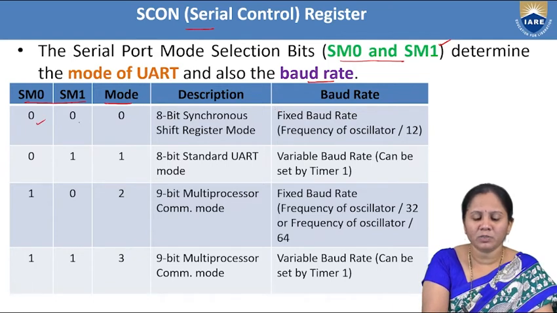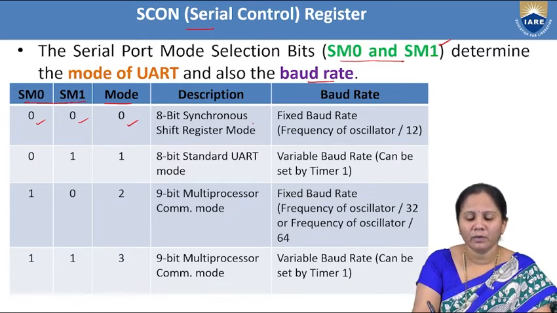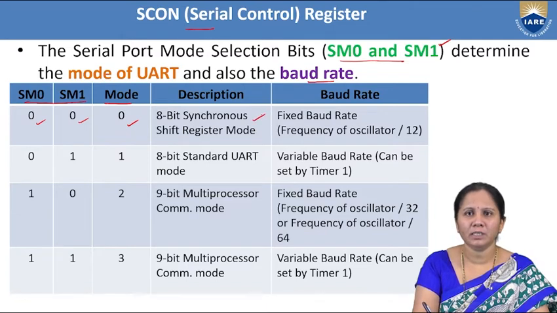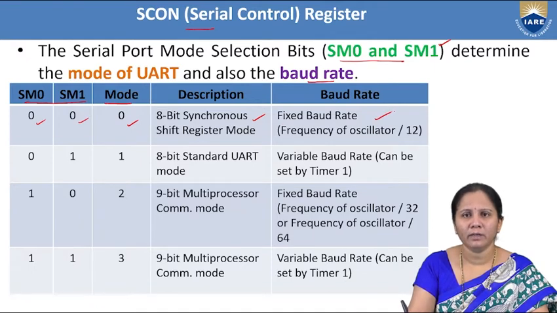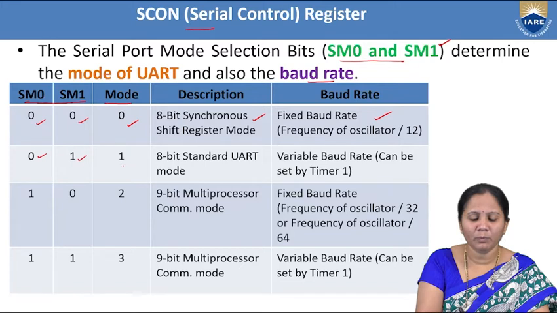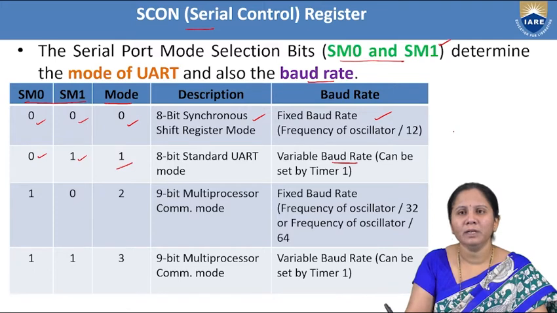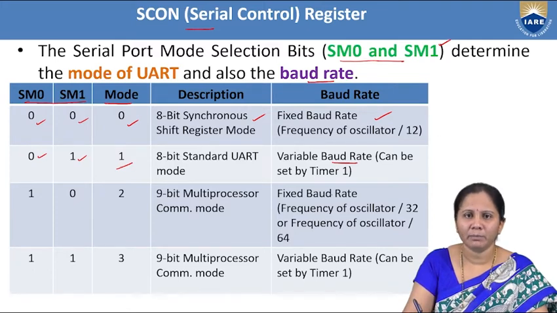If these two bits are 00, the 8051 microcontroller will be operating in mode 0, that is serial port, the 8-bit synchronous shift register mode, with a fixed baud rate, that means the oscillator frequency divided by 12. If these two bits are 01, the serial port will be operating in mode 1, called 8-bit standard UART mode. Here variable baud rates are possible and can be set by timer 1.